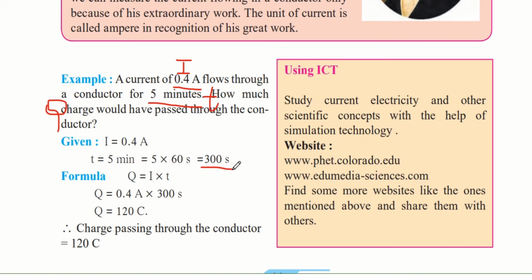So now we have everything except for the value of Q. And we know I is equal to Q upon T. And when you rearrange this formula, we will get Q is equal to I into T. And we have to substitute the value of I, that is 0.4 ampere, and T, which is 300 seconds. So once you multiply this, we will get the value of 120, and Q is charge, which has a unit of coulomb. Therefore, the charge passing through the conductor would be 120 coulomb.